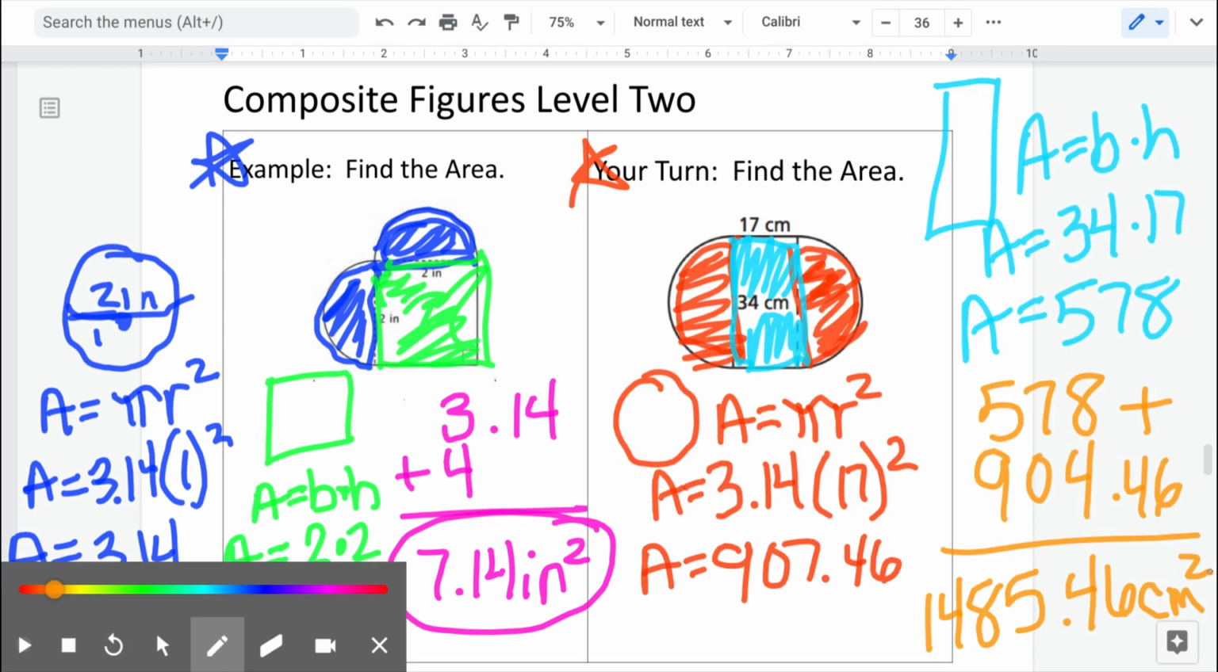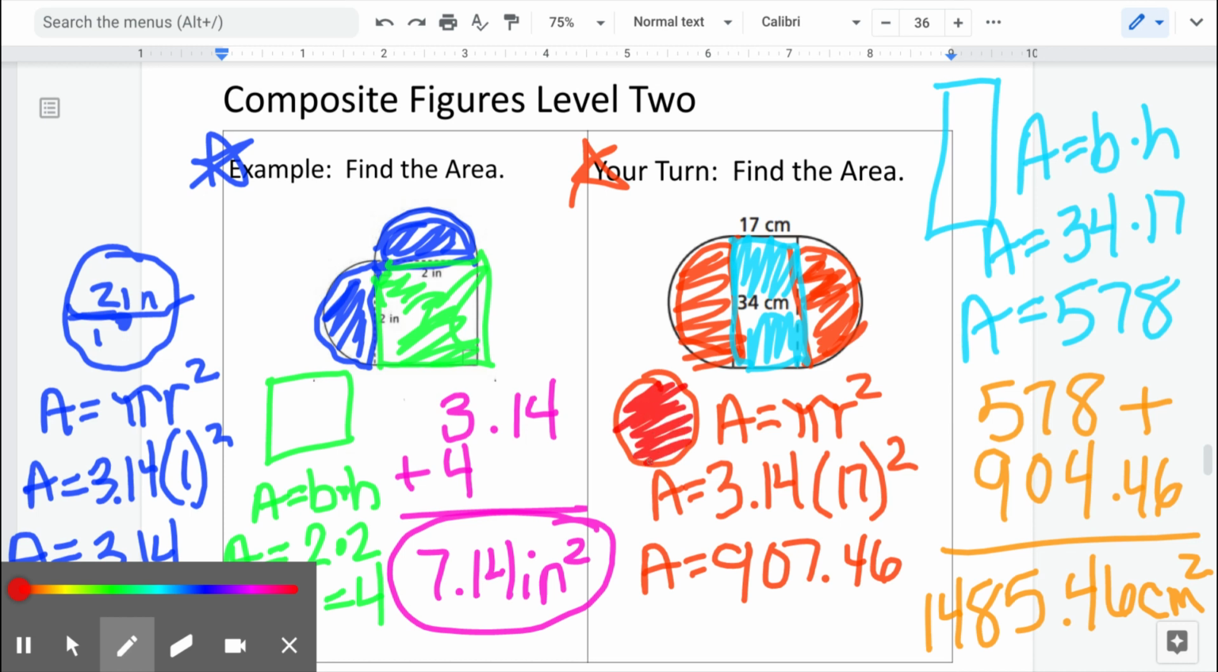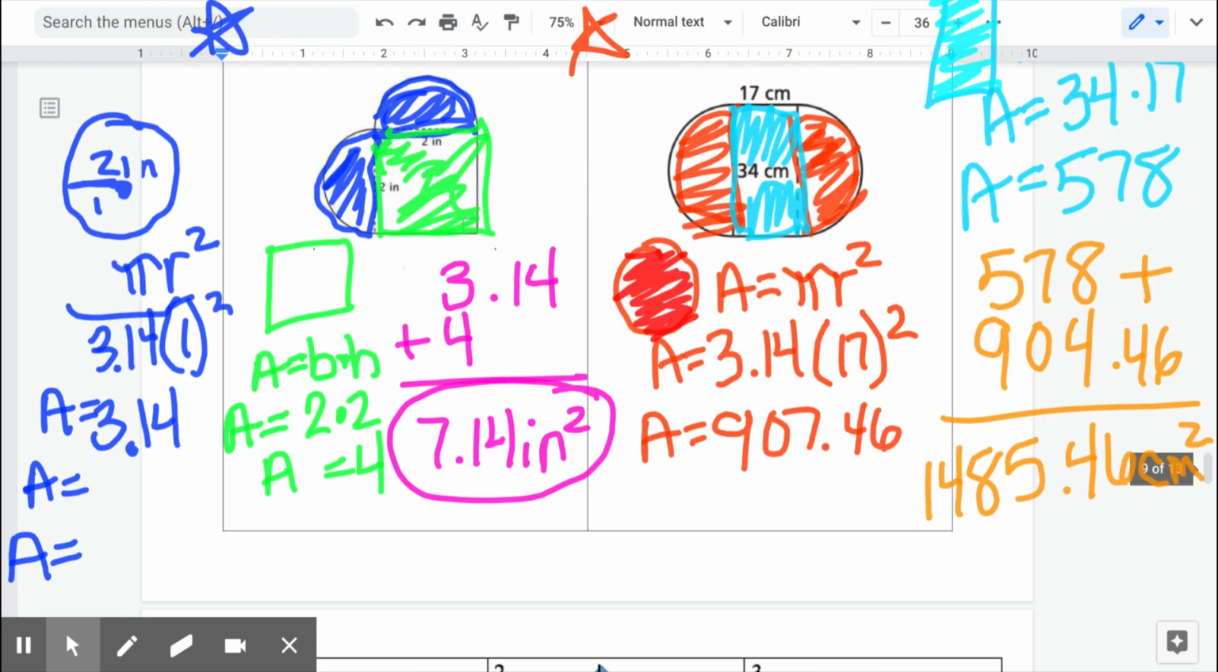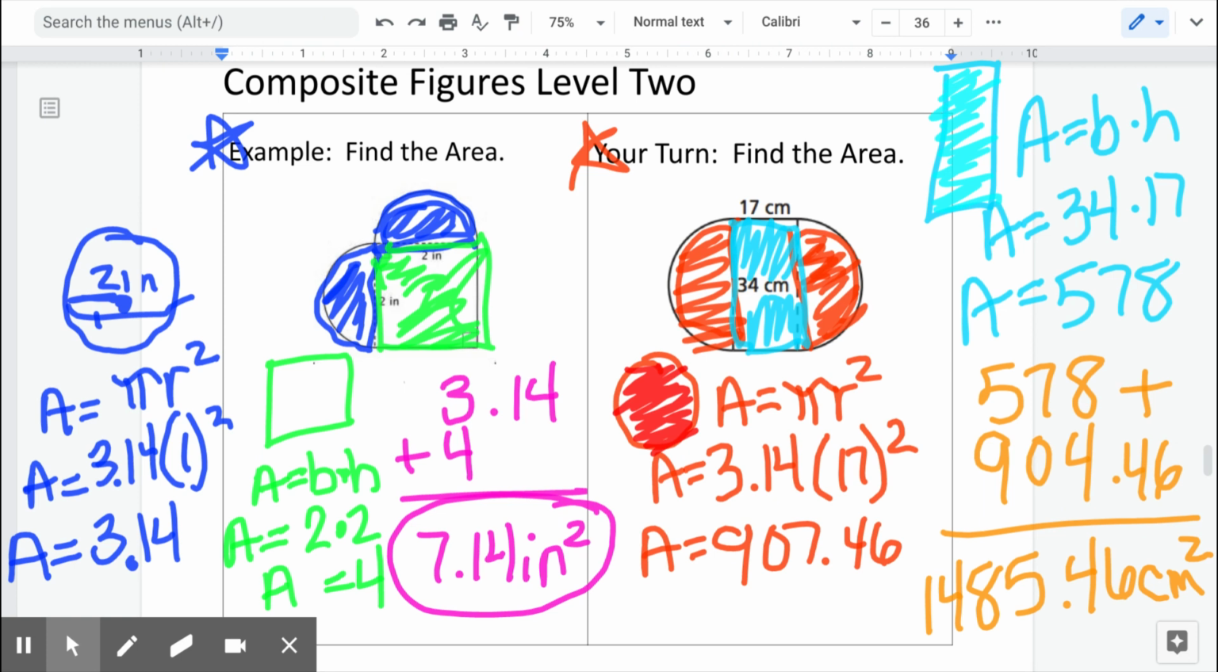And here's the correct answer to the your turn. The first thing I did is find the area of my circle. I have two semicircles, which if I pushed them together, I'd create a full circle. Then I found the area of my rectangle. And I took those two answers and added them together. Again, we should have learned this information last year, so we should already know this. This is a quick review. There is some more practice if needed in the paper copy of today's notes.